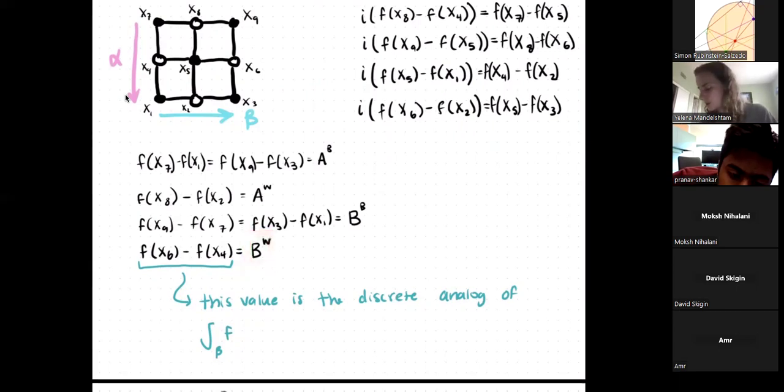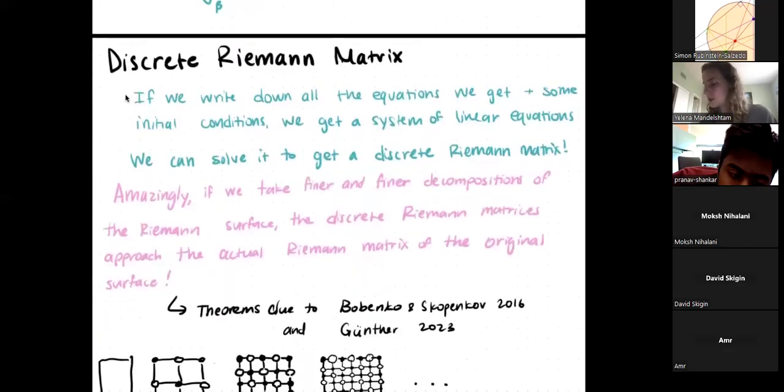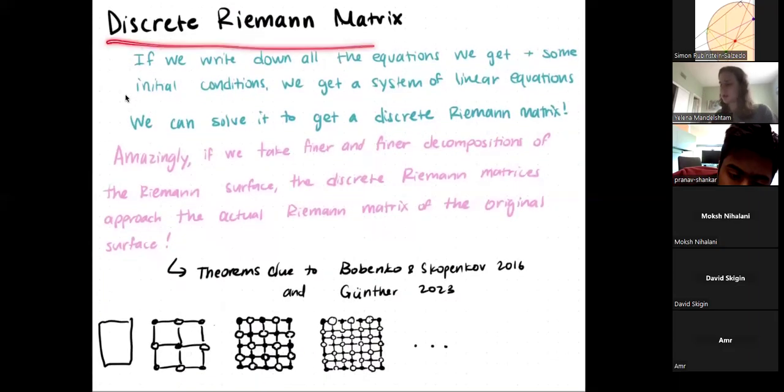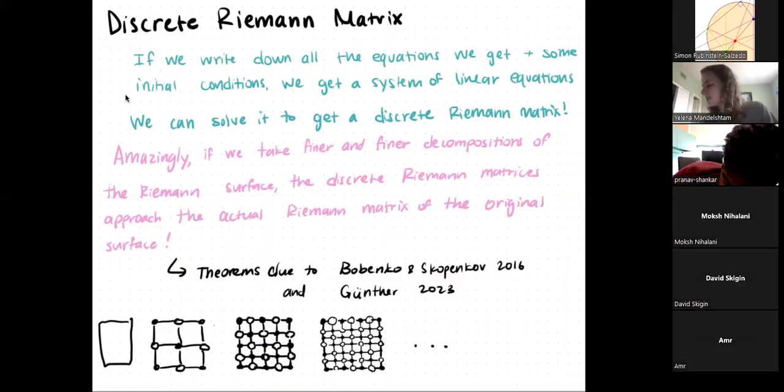And then I can actually put them into a matrix and get what's called a discrete Riemann matrix. This was studied by Bobenko and Sklepenkov in 2016 for not quite this structure. They used a less nice discrete structure, but then in 2023, Felix Gunther did it for this square subdivision, which is what we ended up using.